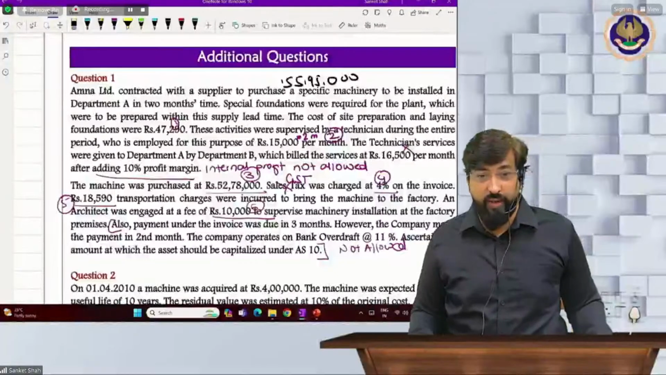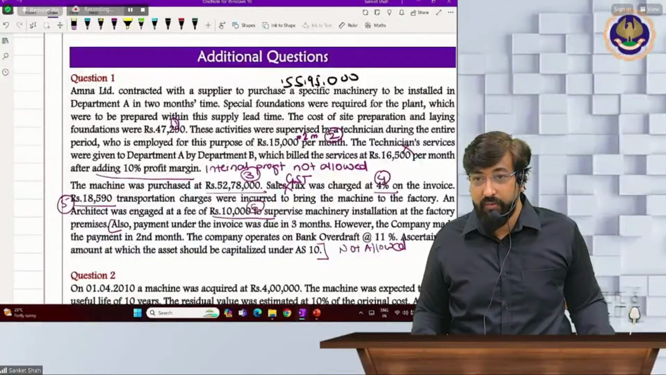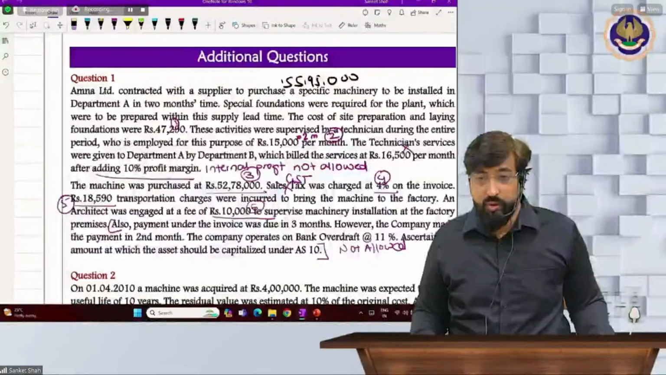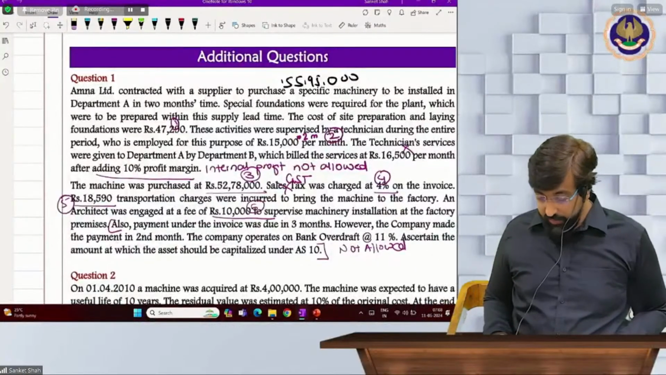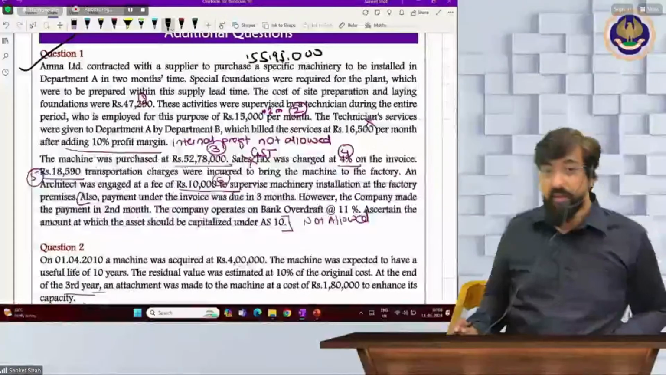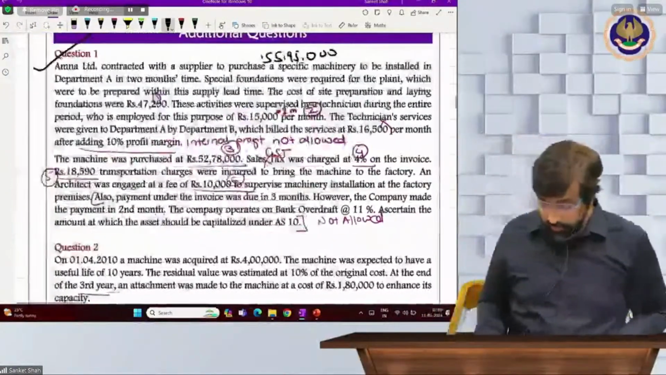55,95,000. Yes, you are correct. So whoever calculated, yes, all of you who have calculated, it's very simple. 55,95,000, we are going to add it. Yes, correct. So 55,95,000 is a correct answer, my dear friends. It's a correct answer. So question 1 is over, where you are going to write the summary now.